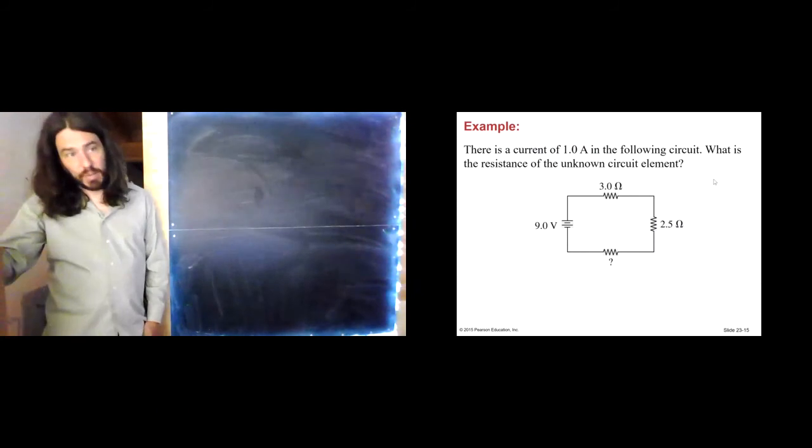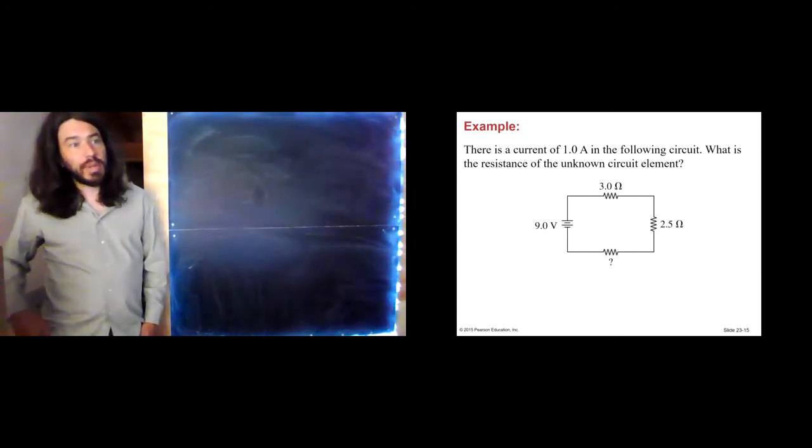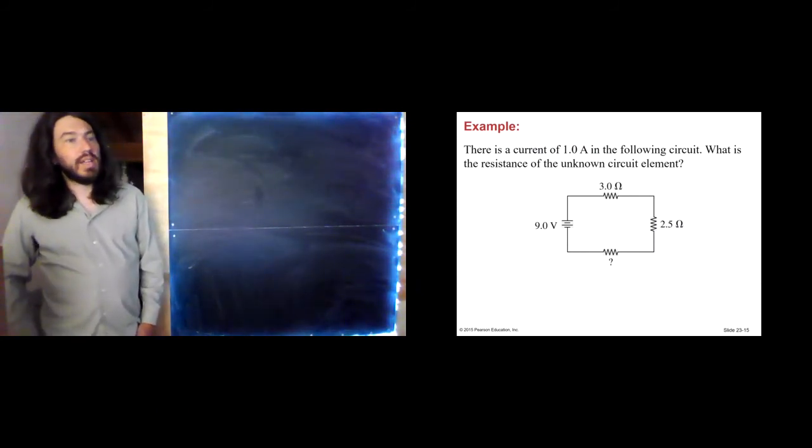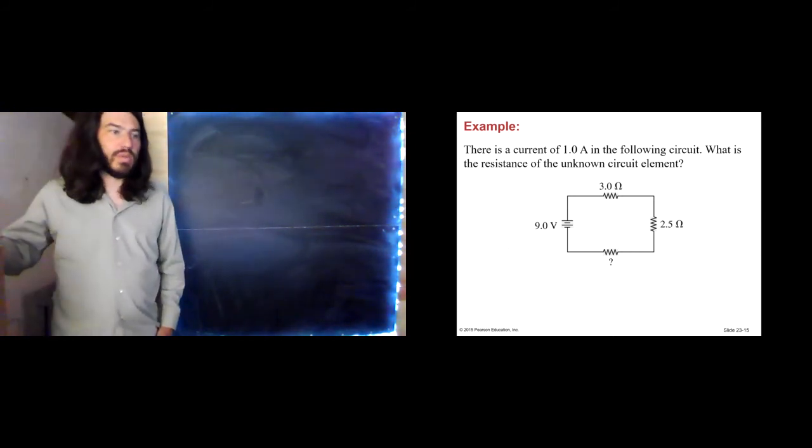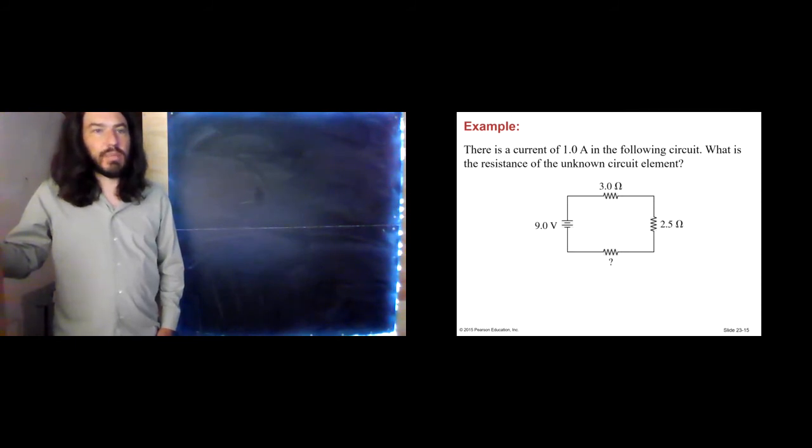Let's try a quick example. There is a 1 amp current flowing in the circuit. What is the resistance of the unknown circuit element? Well, first we should just draw a picture. And even if you have one on your piece of paper, it's good to draw it. Even if you have one in the book, it's good to draw it on your piece of paper.